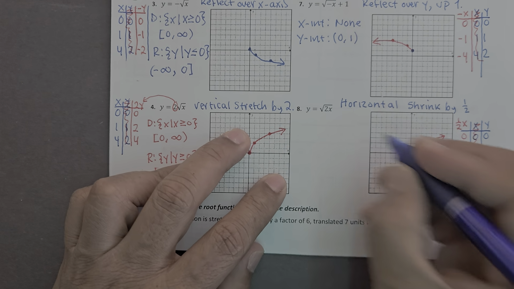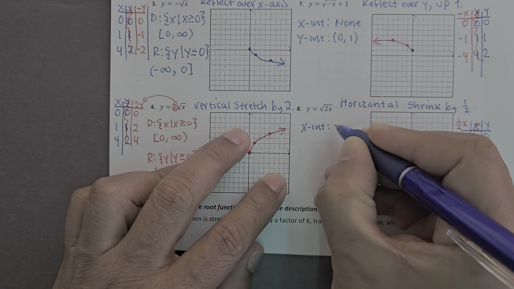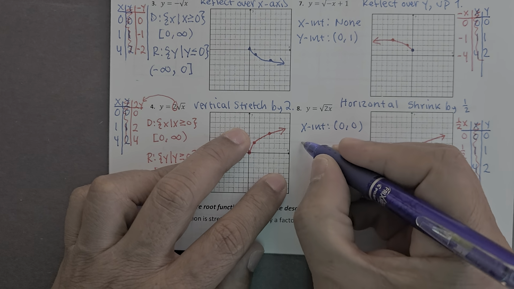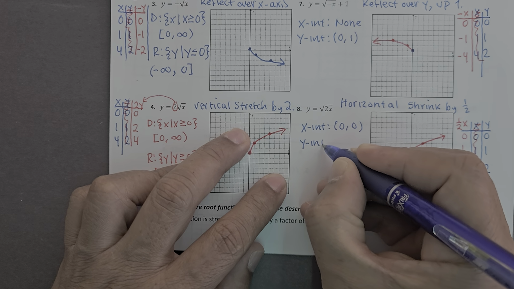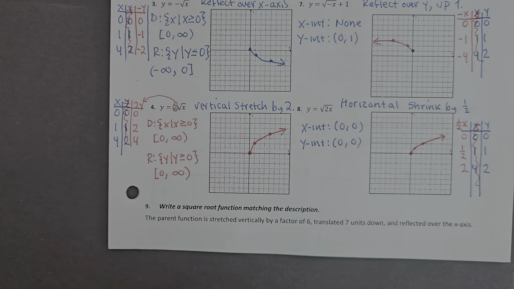X and y intercepts, well, they're both at the origin. So x-intercept is at (0, 0), and the y-intercept is no different. So the y-intercept is also at (0, 0). Okay, that's all for this one.